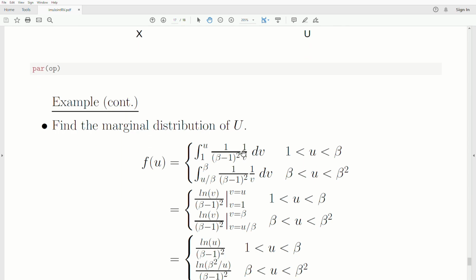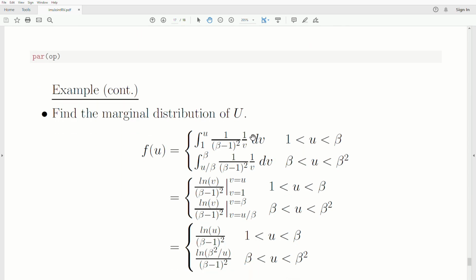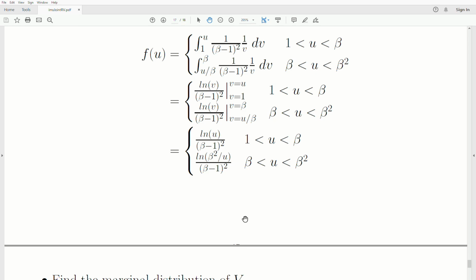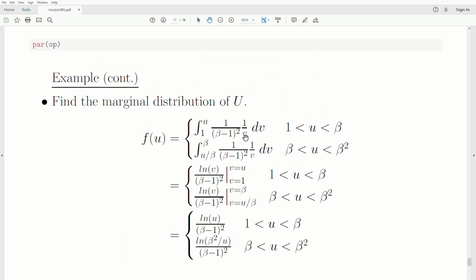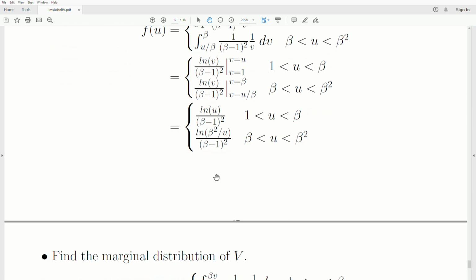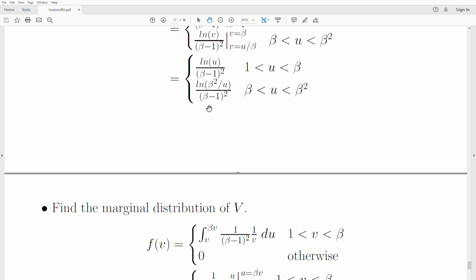Now, we take the antiderivatives and we get the log of v. And then we plug in the values, u and 1 and u over beta and beta. And we get this. So this is the density of u, f of u. That's it. And I do an R illustration at the very end of this video, which is kind of interesting. It matches so exactly to this.